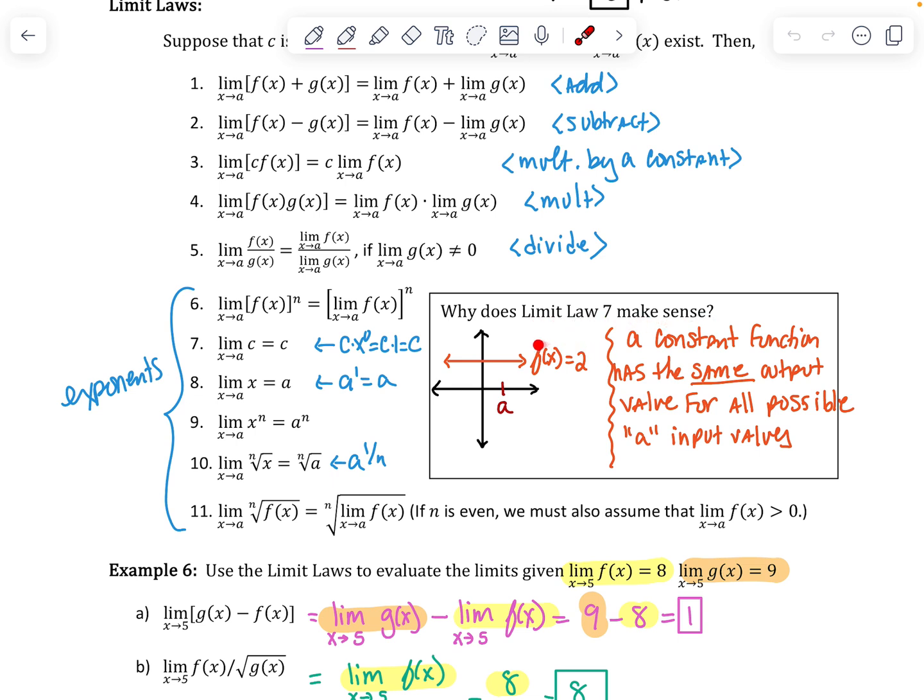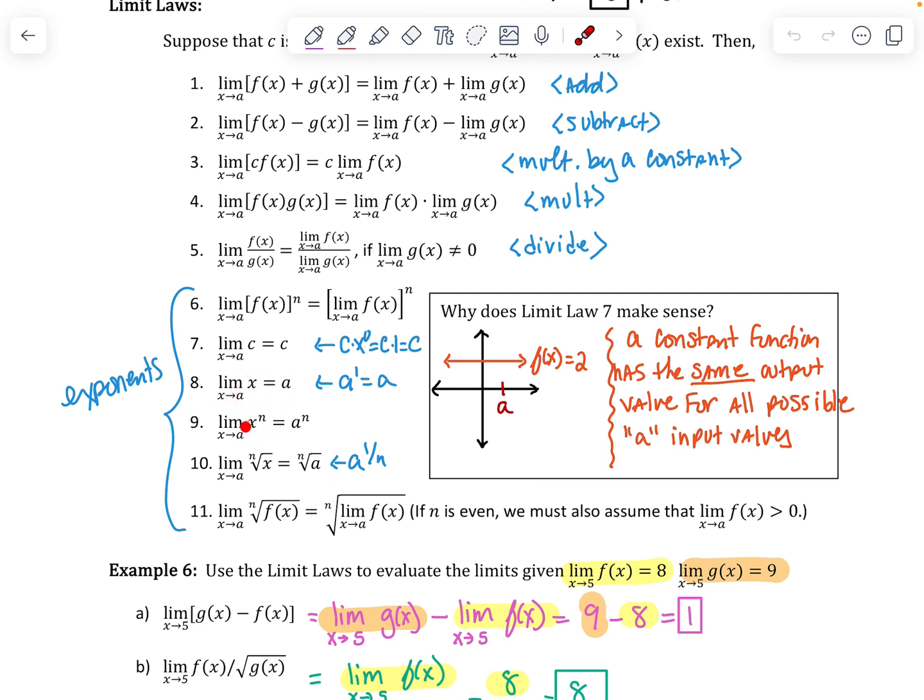I have some function f of x that equals 2. That means I have a horizontal line at 2. It doesn't matter what number you plug in for a, you're going to always have a height of 2. Whatever that constant value is, regardless of what a is, that's going to be the height, the output for your limit. Obviously, if you have a single variable, then whenever you plug a in, you're just getting that single variable.